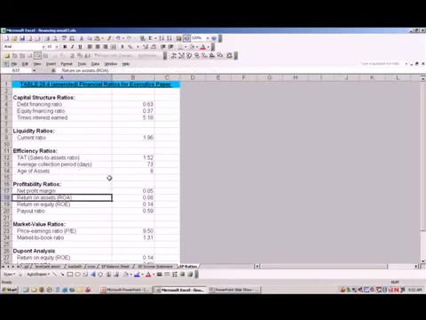Now let's look at one more profitability ratio, return on assets. The calculated number is 0.08 or 8%. Return on assets is defined as income before interest and taxes minus the tax payment divided by assets. So we need to go to the income statement to get our information on earnings before interest and taxes and the tax payment, and we go to the balance sheet for the asset amount.